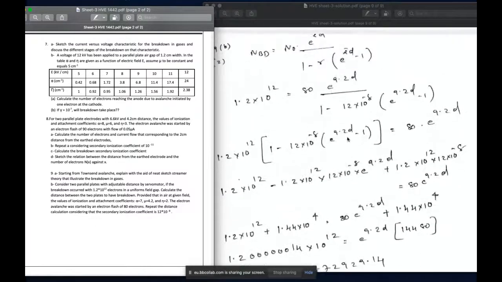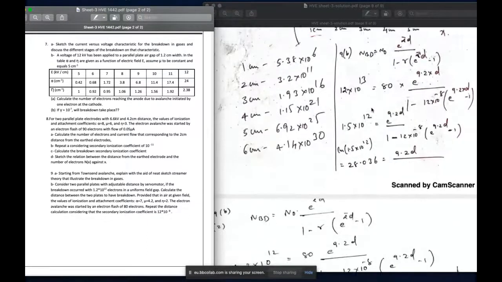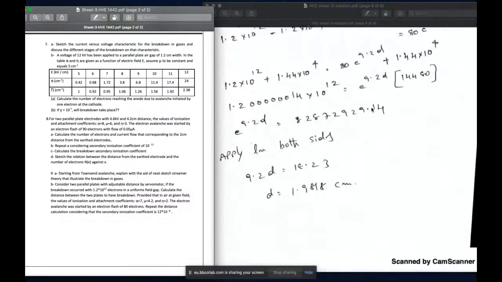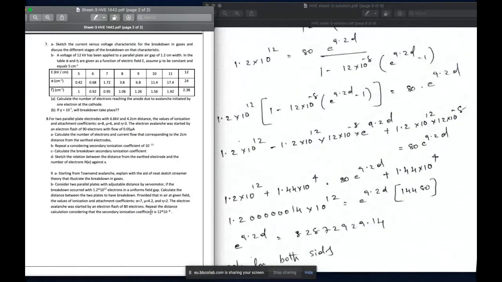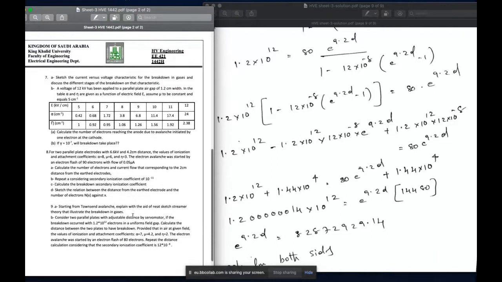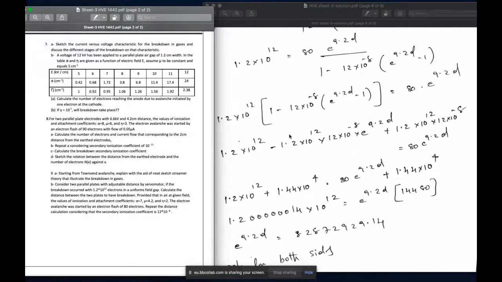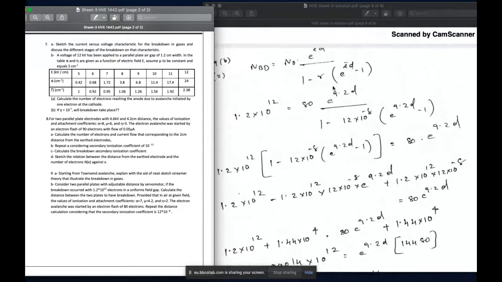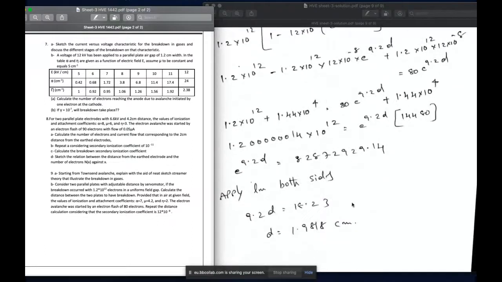First of all, we can calculate without considering gamma BD, so it will be very easy. Now, if we take gamma as 12 into 10 power minus 8, the distance can be calculated like this, and the distance will be 1.98 centimeter.